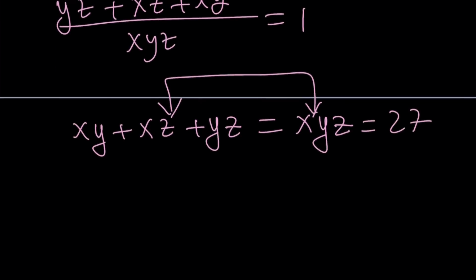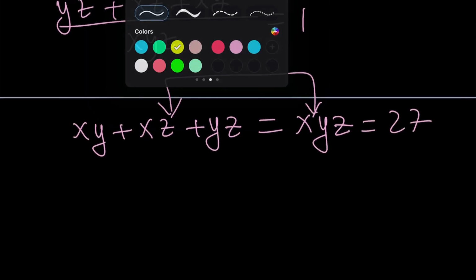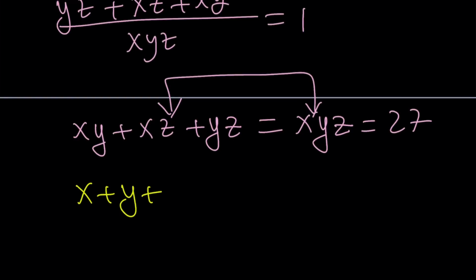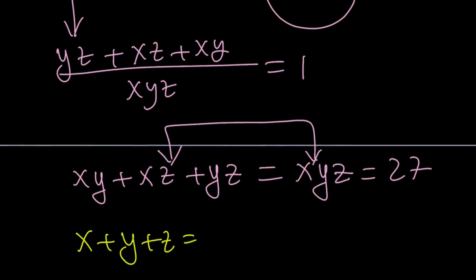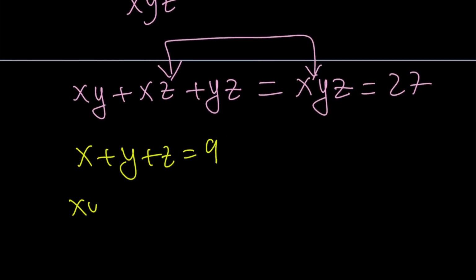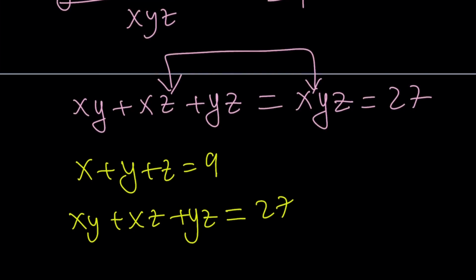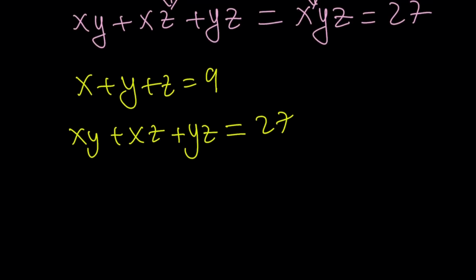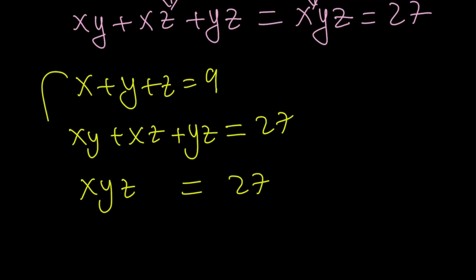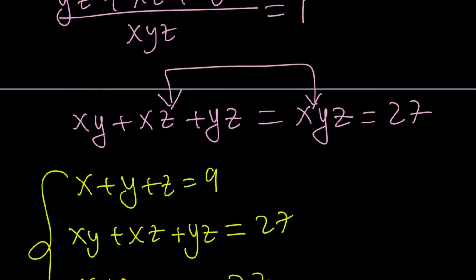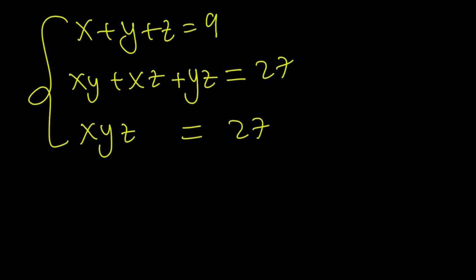So that's kind of nice because we got the following. We have x plus y plus z equals 9. And then we have xy plus xz plus yz equals 27, right? And obviously, we have xyz equals 27. These two are equal, but that's okay. This is a system of three equations, and we have three unknowns. So we got rid of the second equation real quick, and let's focus on this one.